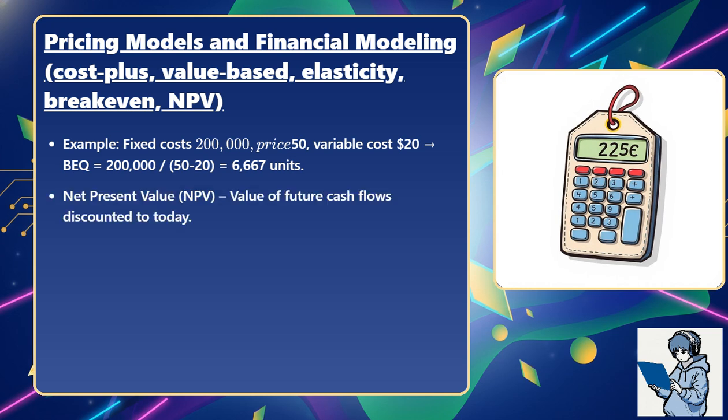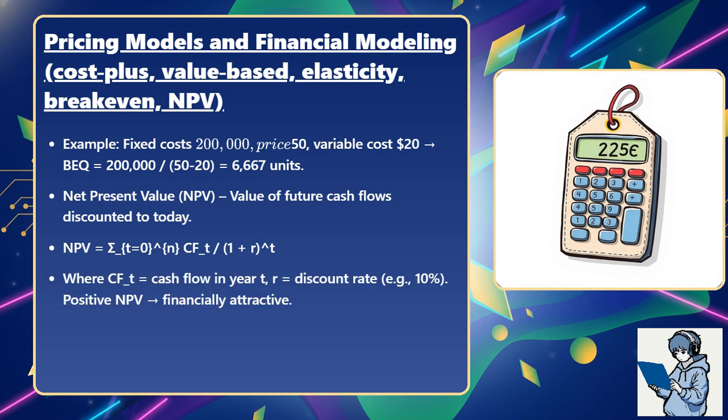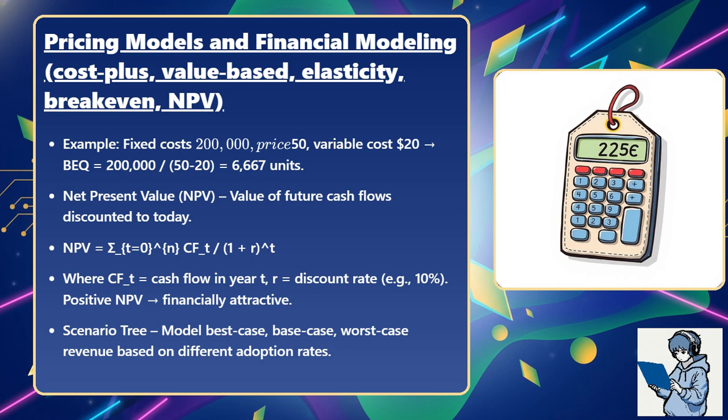Net present value, NPV: the value of future cash flows discounted to today. NPV equals the sum from t equals 0 to N of cash flow t divided by (1 plus r) to the power t, where cash flow t is the cash flow in year t and r is the discount rate, for example 10%. Positive NPV indicates financially attractive. Scenario tree model: best case, base case, worst case revenue based on different adoption rates.